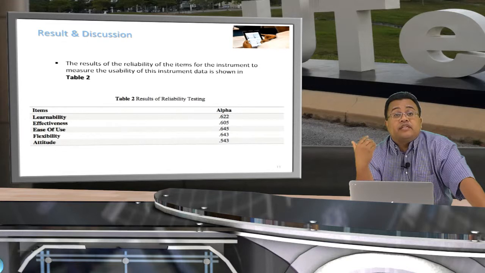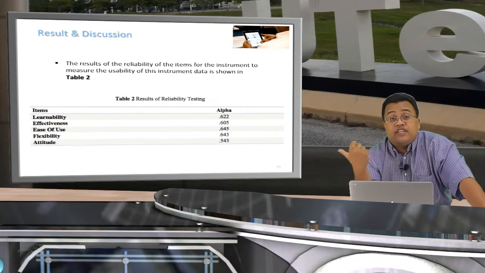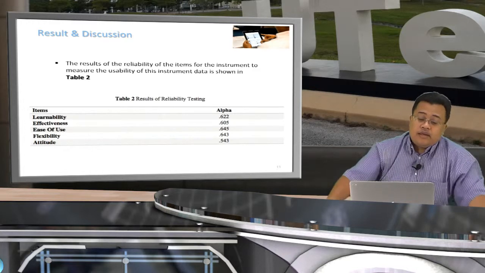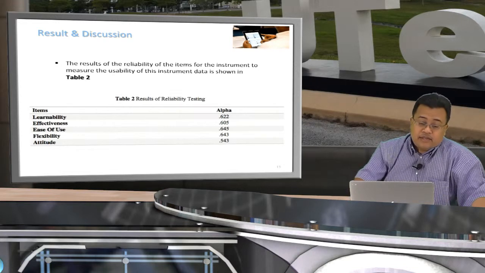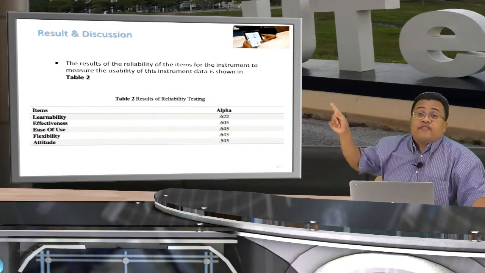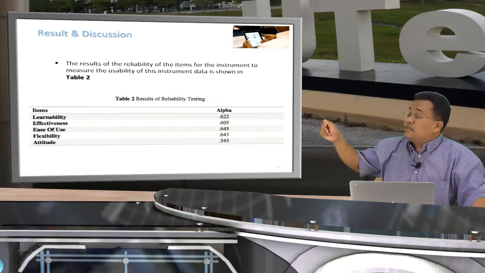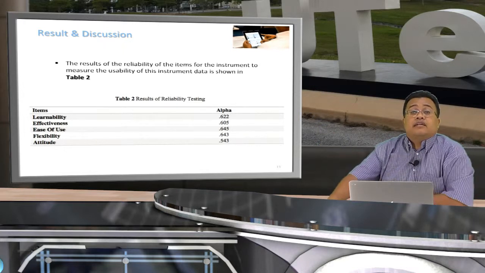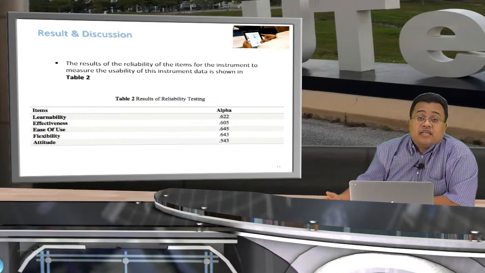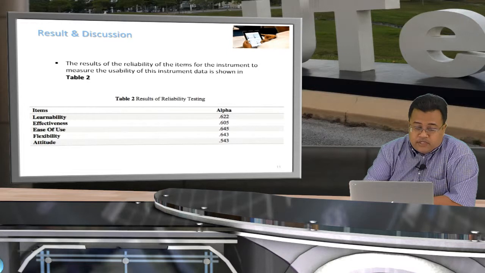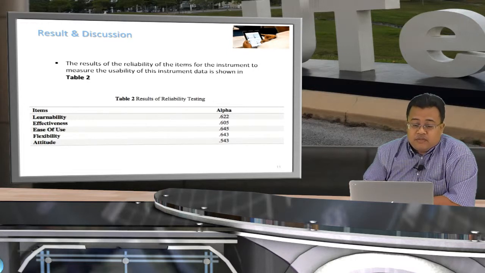We like to measure the learnability, the effectiveness of using the iPad, whether it is easy to use, as well as the flexibility and attitude. And out of five, as you can see here in the table, four of them are acceptable, meaning that they are more than 0.6. Only one variable, which is attitude, is 0.543, which is below 0.6.